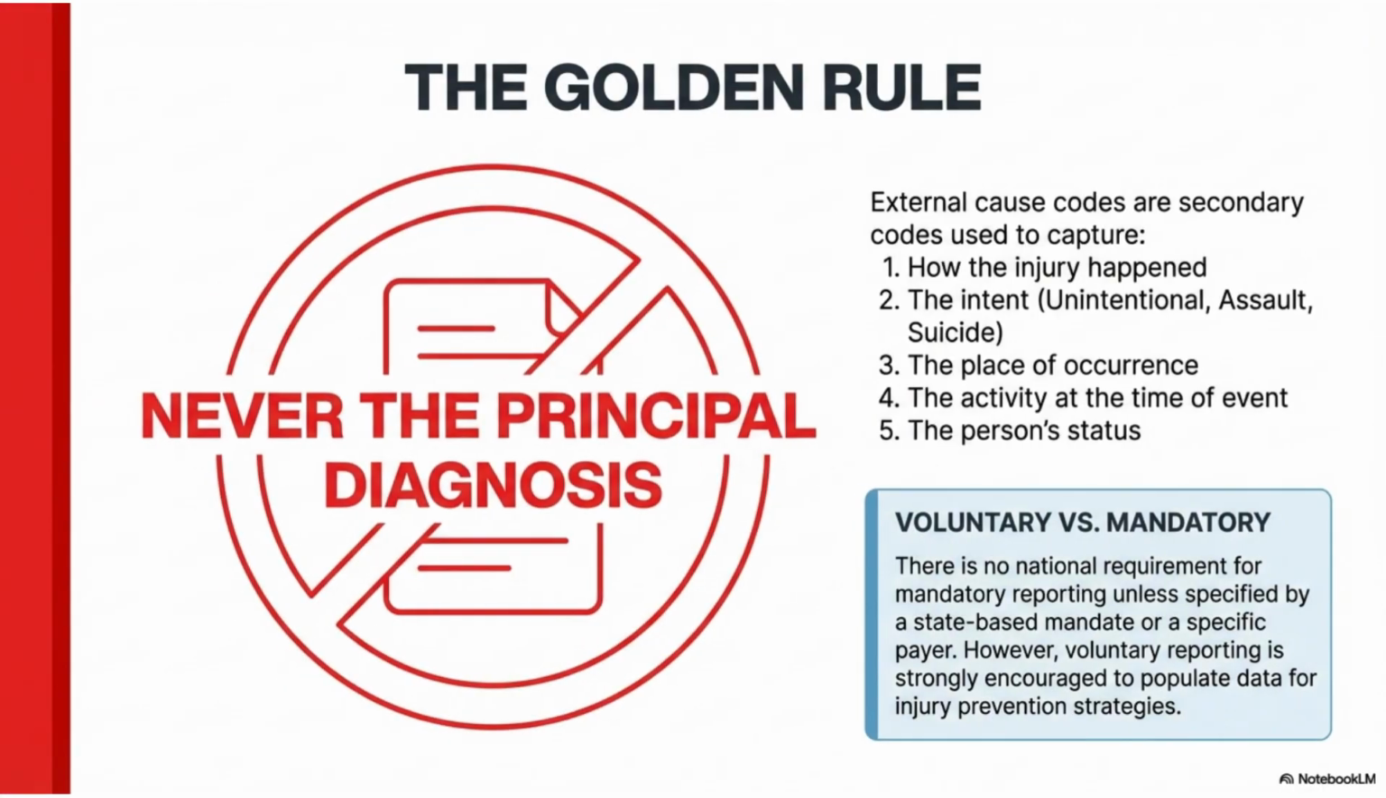Let's get started. External cause codes are never the principal diagnosis. They are always secondary, and their purpose is to capture 5 key elements: how the injury occurred, the intent behind it, where it happened, what the patient was doing, and the person's status at the time. These details help build a complete picture of the event.